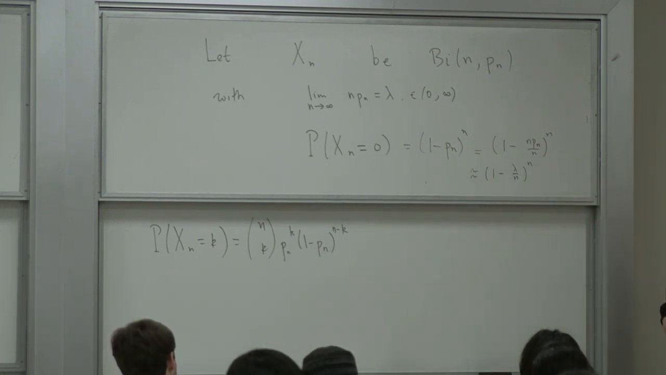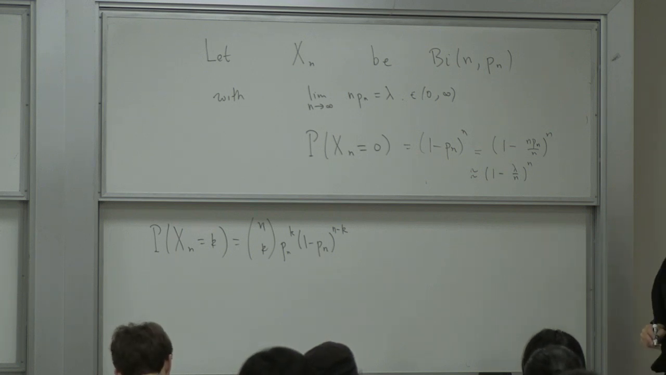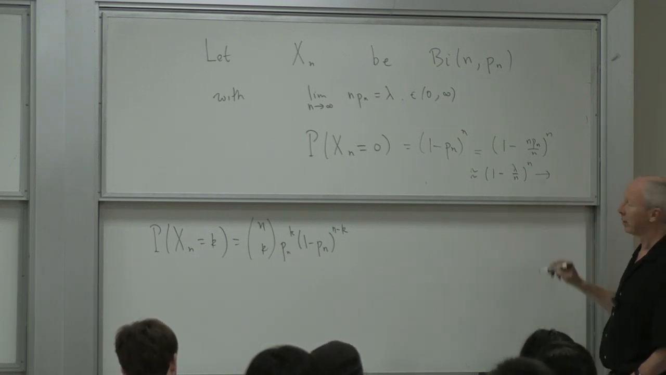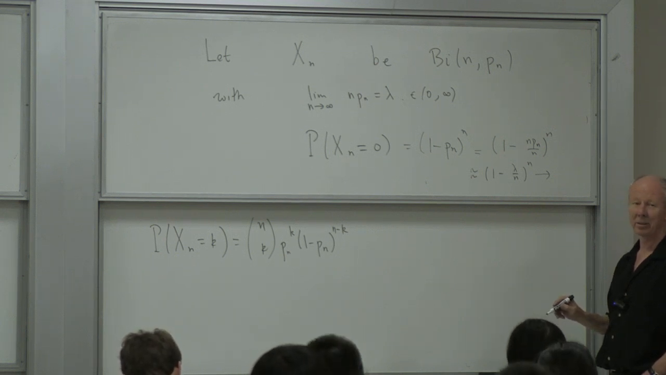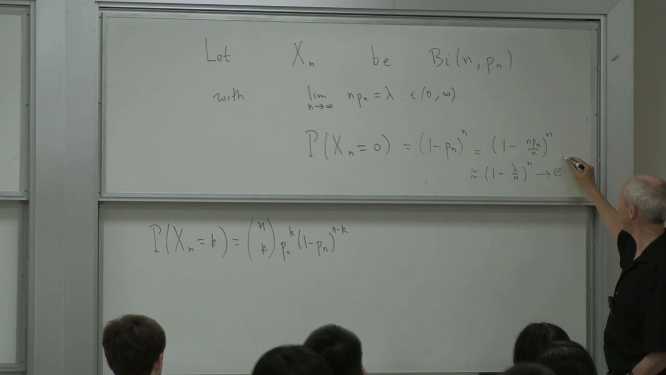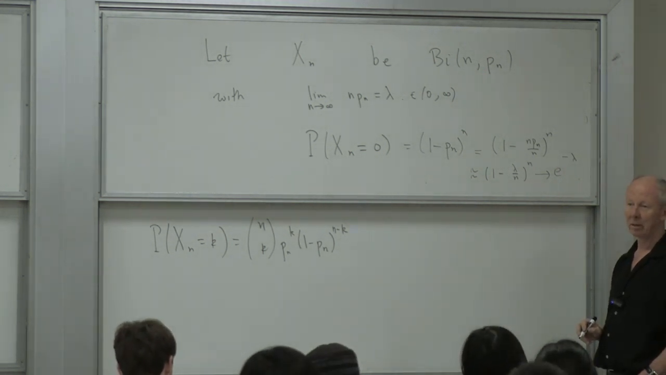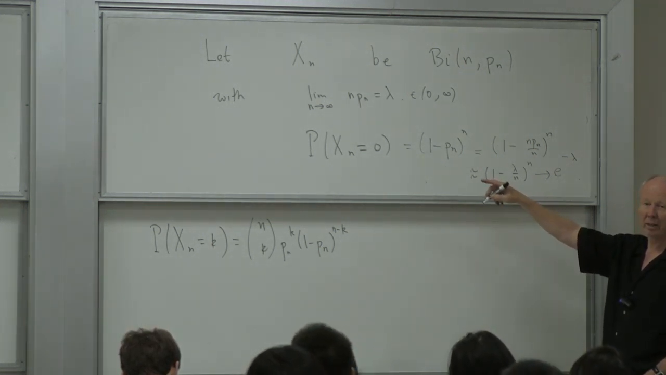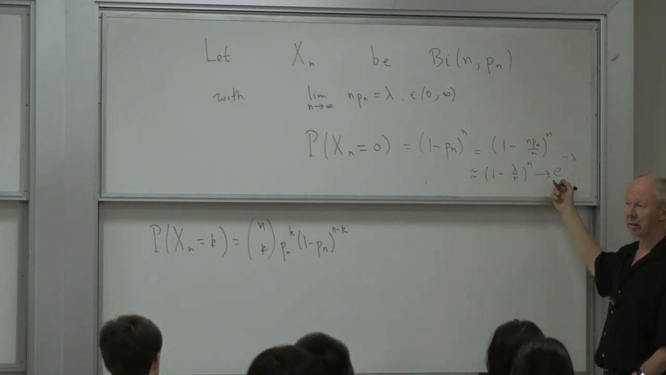And what does that do as n goes to infinity? This is one of the most fundamental limits in calculus. Do you remember this one? Do you remember the name L'Hopital? I think you did this limit with L'Hopital's rule. This converges to e to the minus lambda. So if n times Pn converges to lambda and Xn is binomial with parameters n and Pn, the probability Xn is 0 converges to e to the minus lambda.